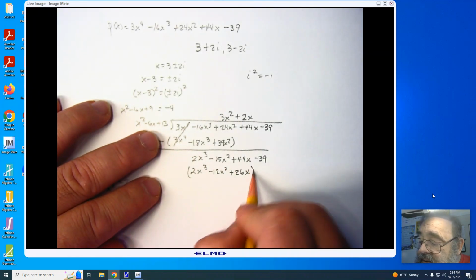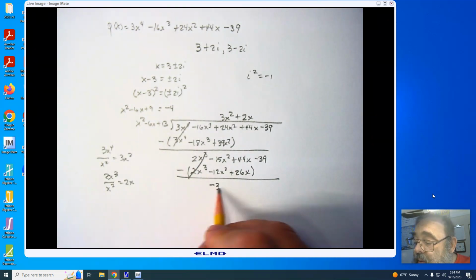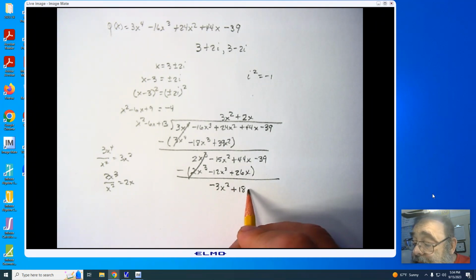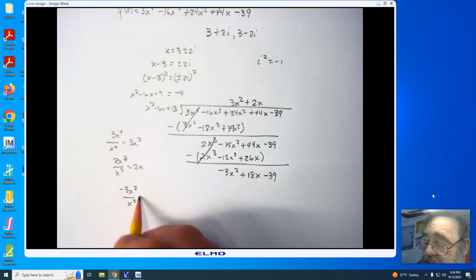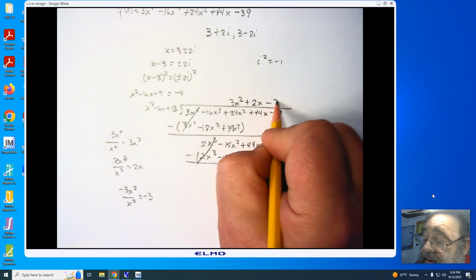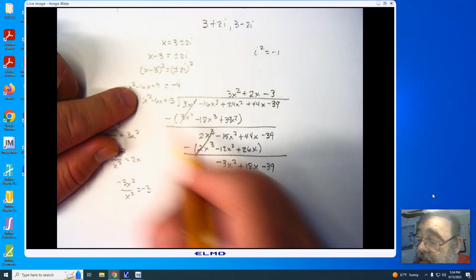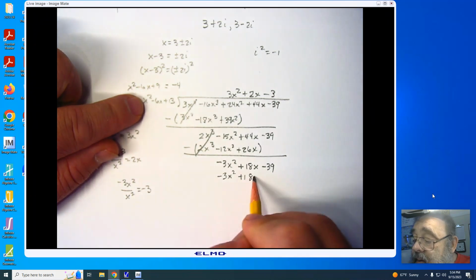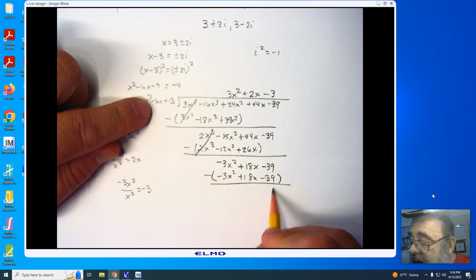We then subtract. This gets rid of the 2x cubes. I'm left with minus 3x squared. I'm going to be left with a positive 18x, and I have my minus 39. Take the negative 3x squared, divide by x squared, and you get a minus 3. We put the minus 3 over the negative 39. We now distribute again. Minus 3x squared, positive 18x, minus 39. We subtract, and we get 0.